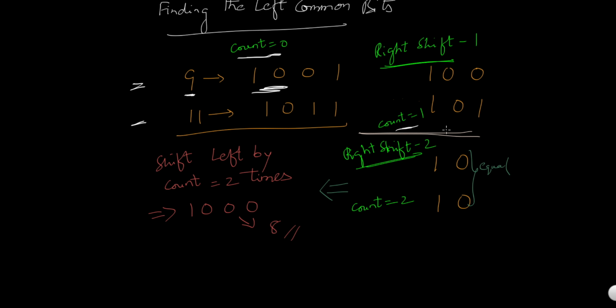So it is not equal. Again, we'll perform right shift second time. So now this bit will become 10 and this bit will also become 10. Now both are equal. So we'll increment the count. So we have right shifted the given number by 2. So we'll perform a left shift and we'll be adding 2 bits here. So this will become 8, which is the expected result.